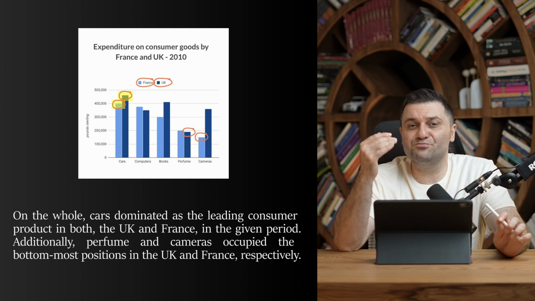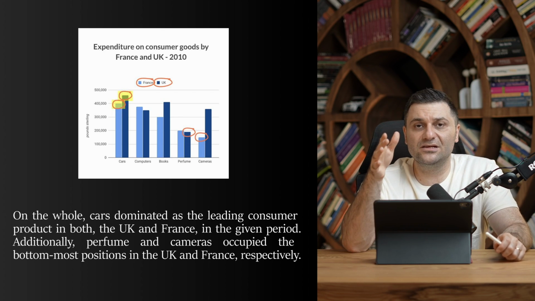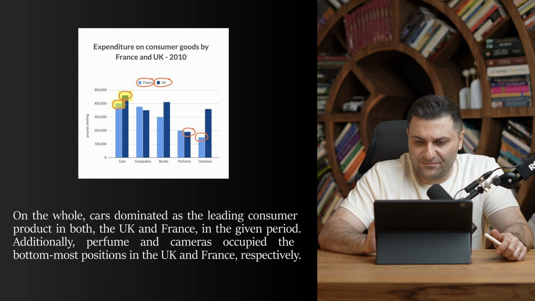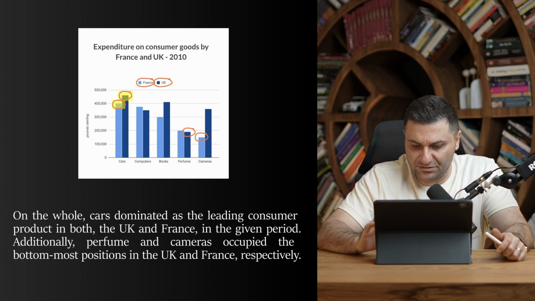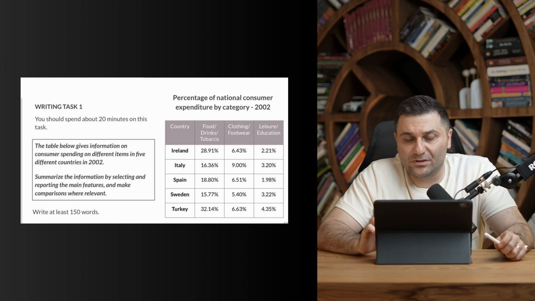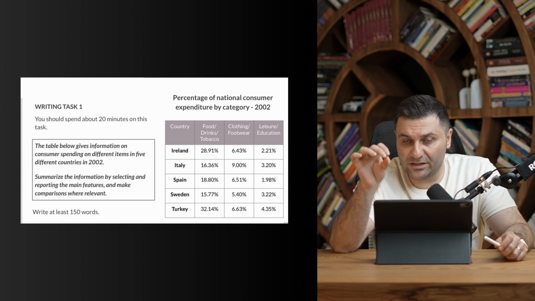So you just mention the leading and the least leading category. If it is about two countries, you can write about two countries, all right? So that's it for a bar chart. Now let's turn to another chart, and it's a table. So as you can see, here's an example of a comparative table with 5 countries, Ireland, Italy, Spain, Sweden, and Turkey. And there are 3 categories: food, drinks, tobacco, clothing, footwear, and leisure and education.